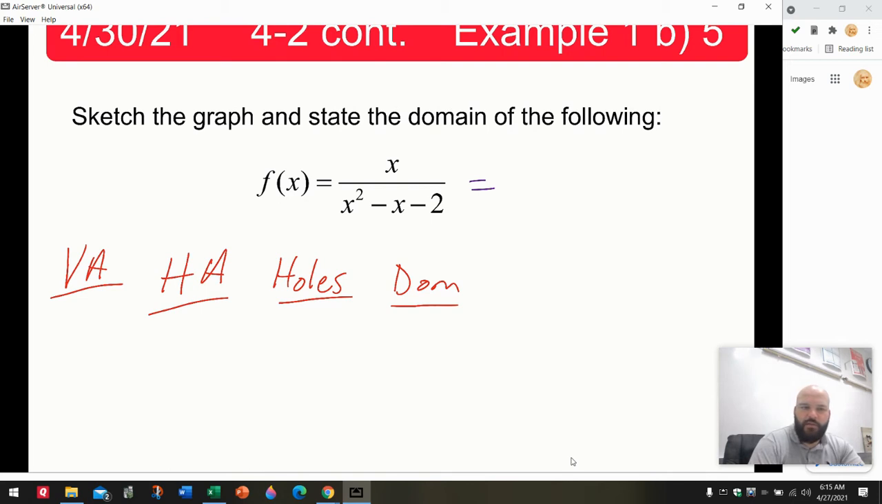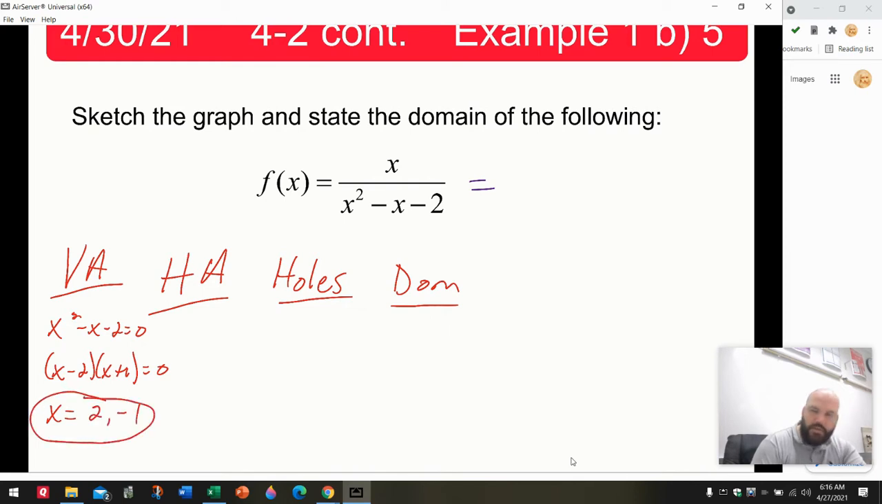And in doing that, remember to find the vertical asymptote, we take the bottom and we set that equal to 0. So we would set x squared minus x minus 2 equal to 0. That will factor into x minus 2, x plus 1 equals 0, which gives us x equals 2 or negative 1. So you can see in this particular function, there will be two vertical asymptotes.